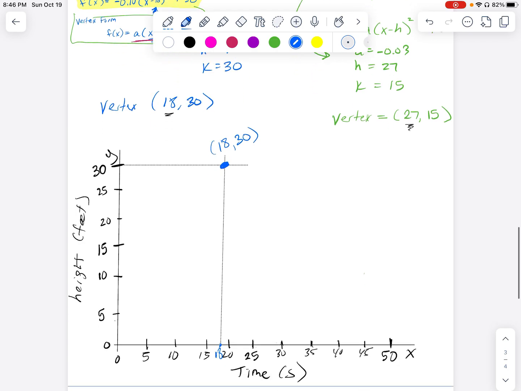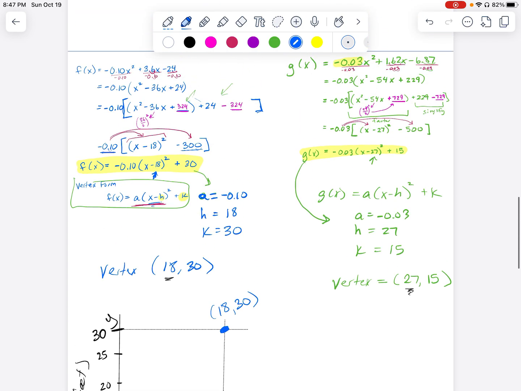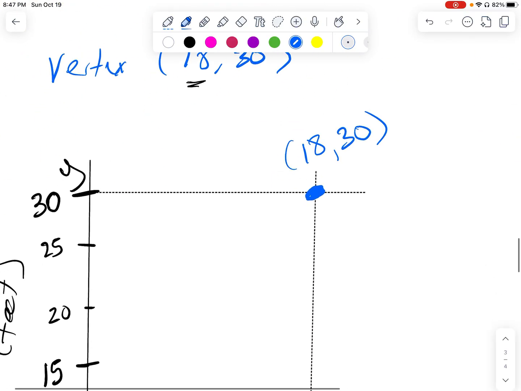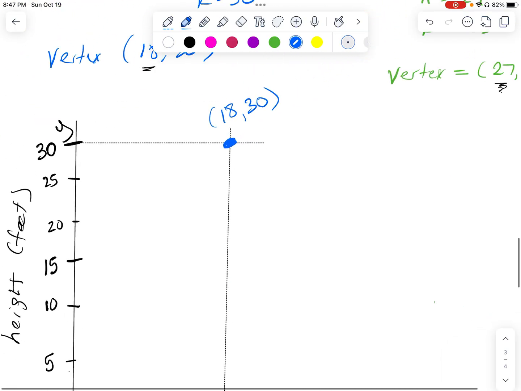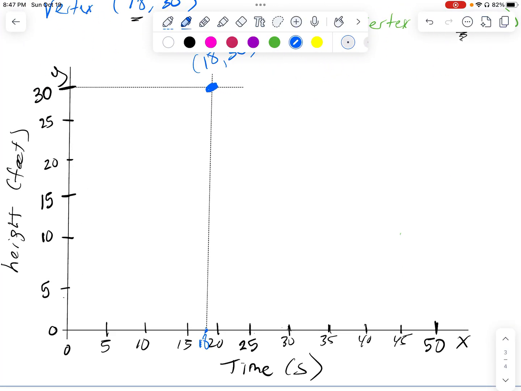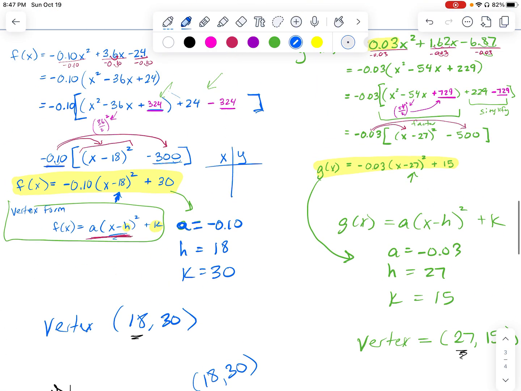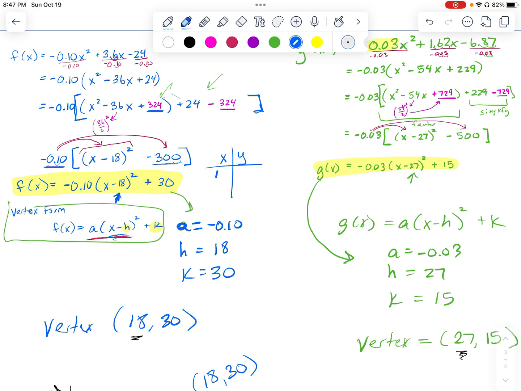A is negative. So to figure out how wide it is, I'm going to do an XY table. So I'm going to go back over here to my function, which is right here. I'm going to make a quick XY table, and I just want to go left and right of the vertex. So let's see, if my vertex is at 18, let's plug in 10 and see where it lands, what the y value will be when x equals 10. So I'm going to plug in a 10 right here and see what I get for y.